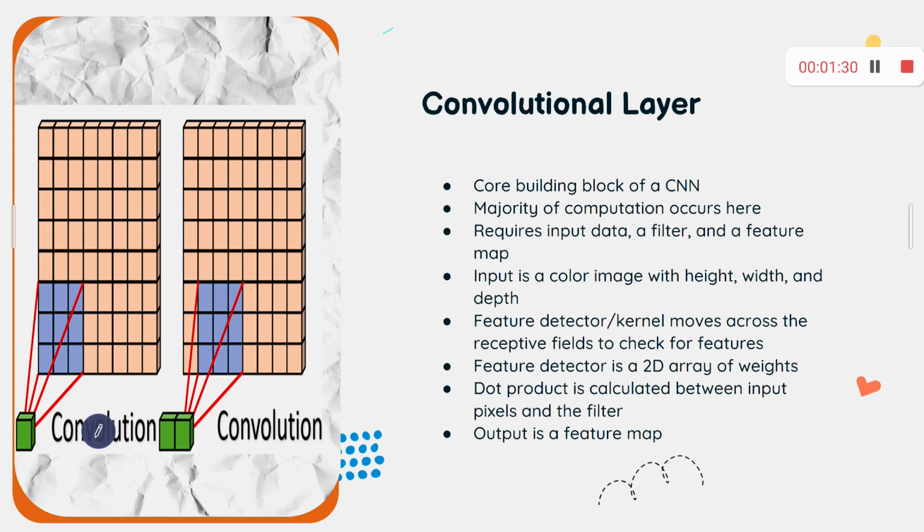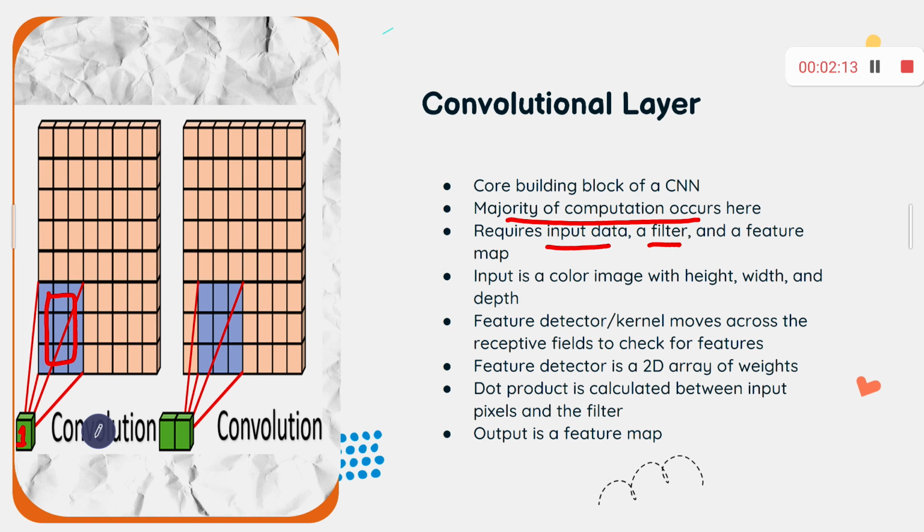Let's start with the first layer, that is the convolution layer. Convolution is a process in which you convert a one-dimensional input image into different feature matrices. The majority of computation takes place at this layer. It requires input data, a filter, also called a kernel, and a feature map will get extracted from it. This blue kernel is going to scan the image to get the features, and that is stored in the matrix.